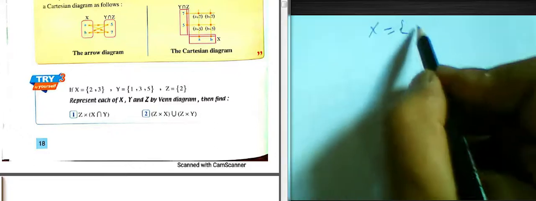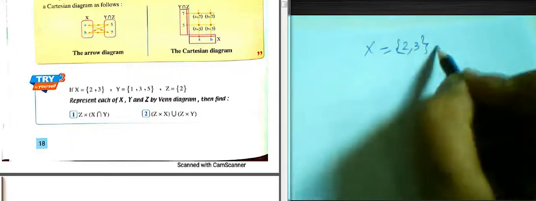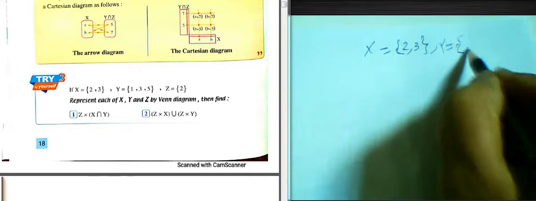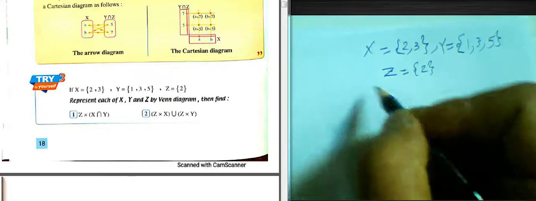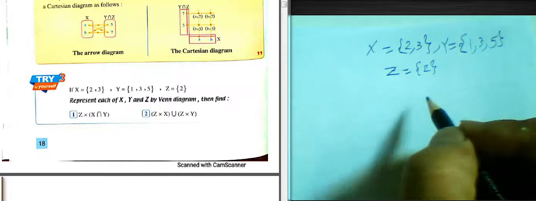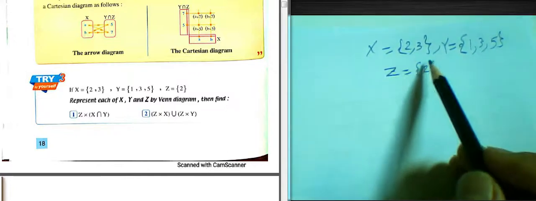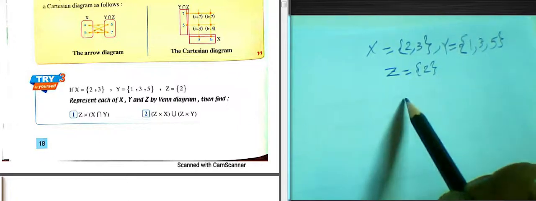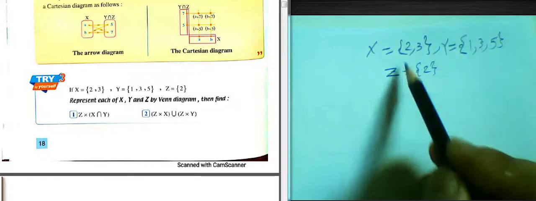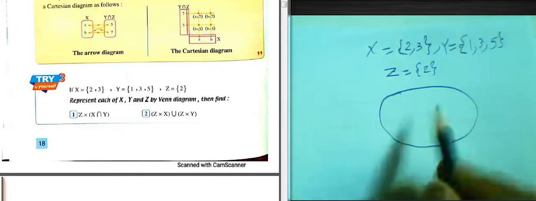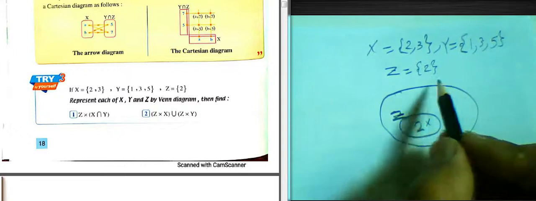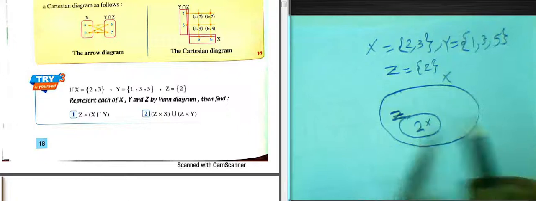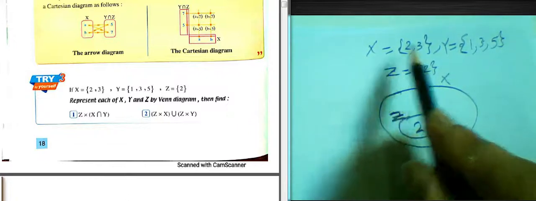Try 3 with me. If x equals the set of 2 and 3, and y equals the set of 1, 3, and 5, and z equals the set of 2, find by Venn diagram, represent each of x, y, and z by Venn diagram. Look at with me. First, we must find the elements in the intersection between the three sets. Look at 3 and 2, and the set of z is a subset of x. So we can draw this circle, and this circle refers to the set of z right here too, and it will be x, 2 and 3, and 3 inside x, 3 inside y.